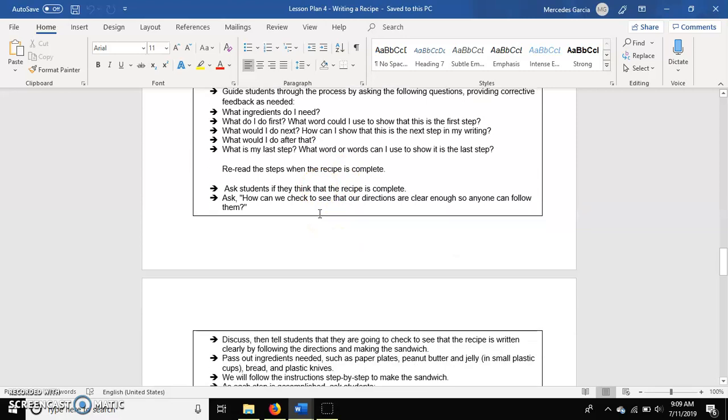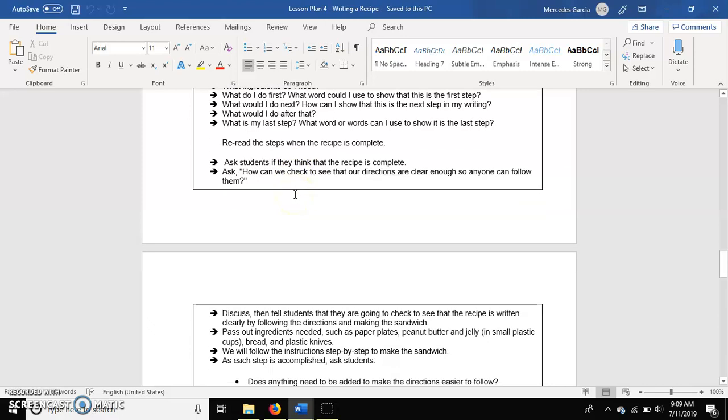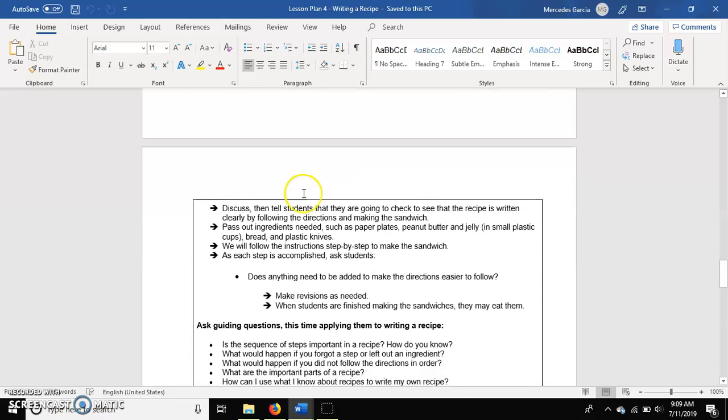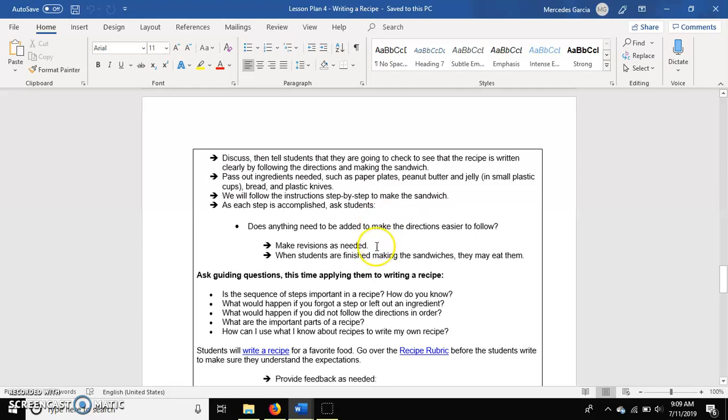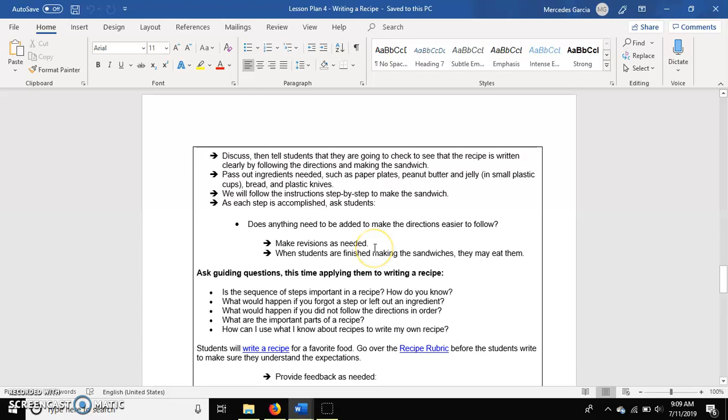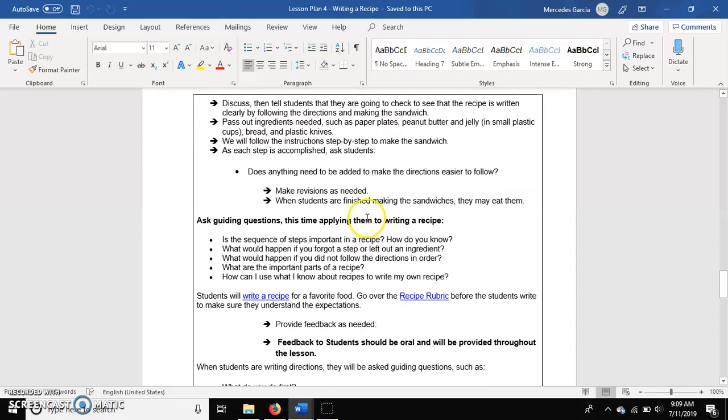We read the steps when the recipe is complete. I will then ask students if the recipe is complete. We'll discuss that we're going to check that the recipe is written clearly by following the directions and making a sandwich. So I pass out the ingredients, things we need. We follow it step by step, make a sandwich. They can eat their sandwich after we are done. We ask questions. Does anything need to be added to make the directions easier to follow?